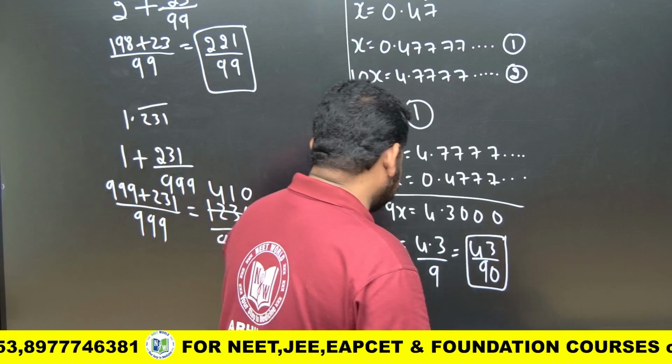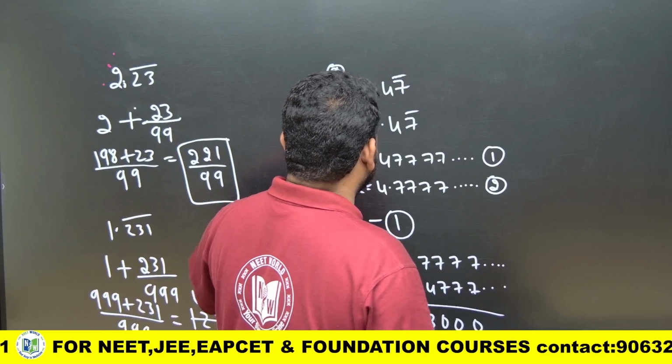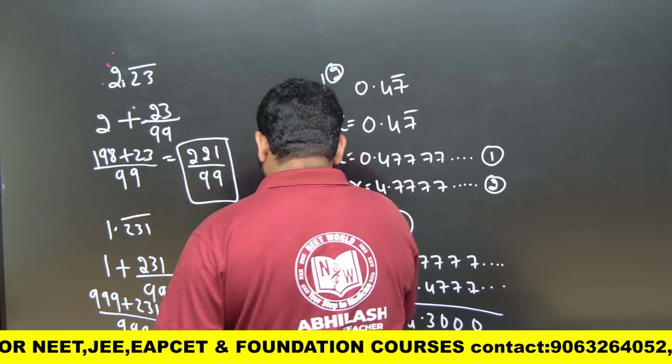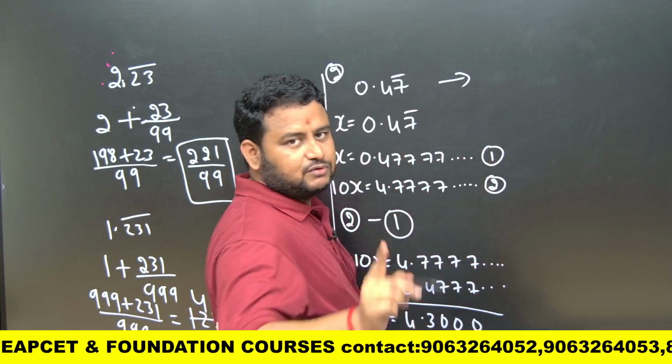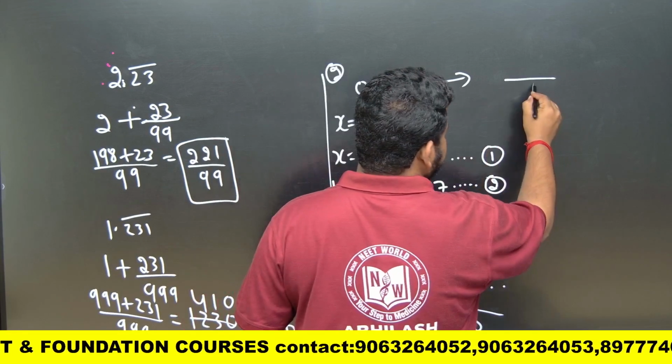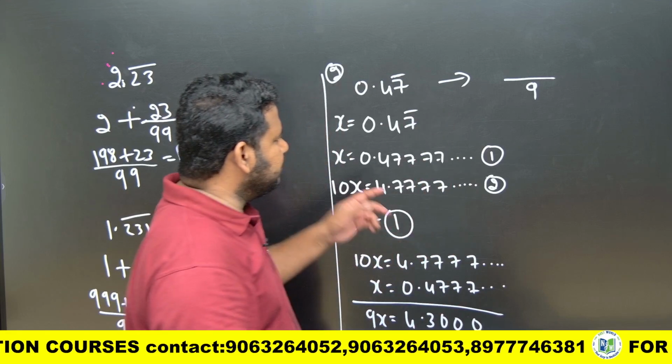Now let us see the shortcut method. For this, if I have to use the shortcut method, see here, on how many digits is the bar? On 1 digit. So the denominator will be 1. Okay, on the numerator what do I have?